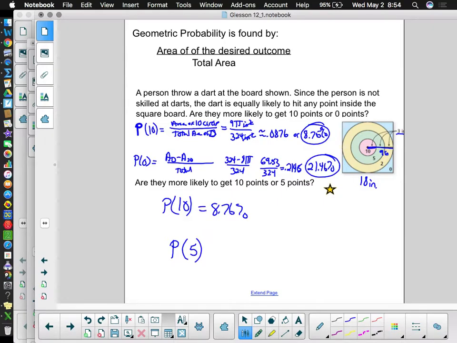And again, our desired area is going to be the trick here. How do I find that desired area? The desired area is going to have to be the area of the 5 circle minus the area of the 10 circle. Because I just want to be in the green, but not in the pink. And then that's divided by the total area, still 324. So I'm going to leave the rest of that problem to you to figure out. You'll see by the multiple choice what information I'm looking for.